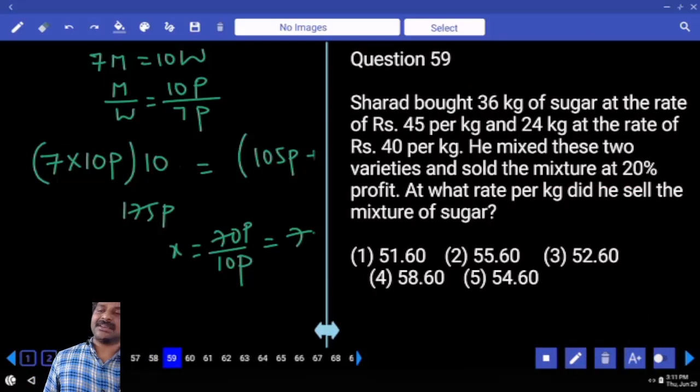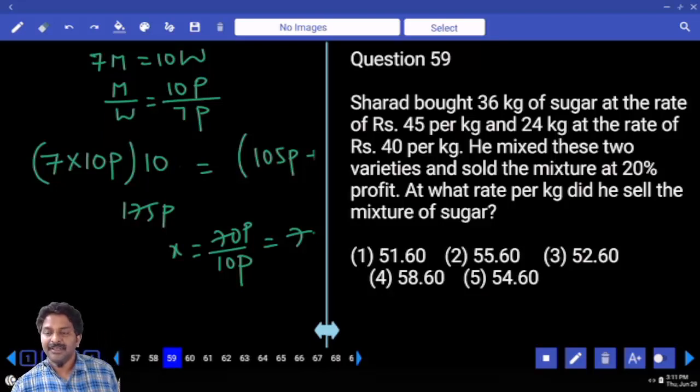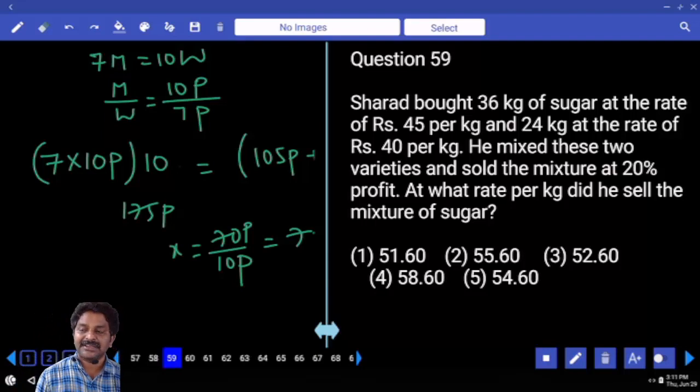Sharad bought 36 kgs of sugar at the rate of 45 rupees per kg and 24 kgs at the rate of 40 rupees per kg. He mixed these two varieties and sold the mixture at 20% profit. At what rate per kg did he sell the mixture of sugar?